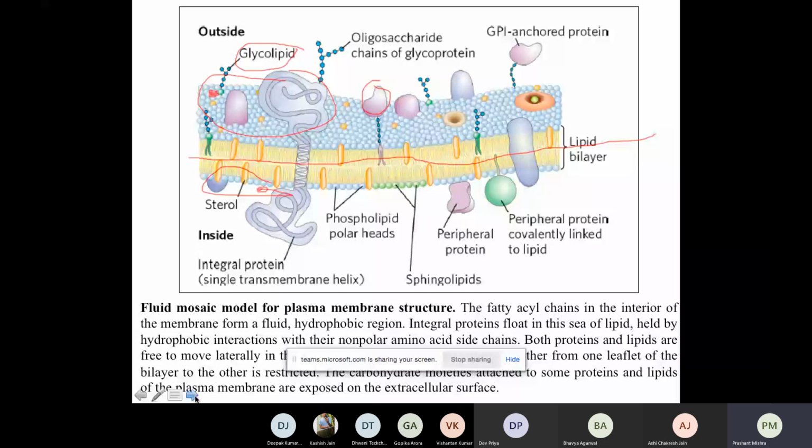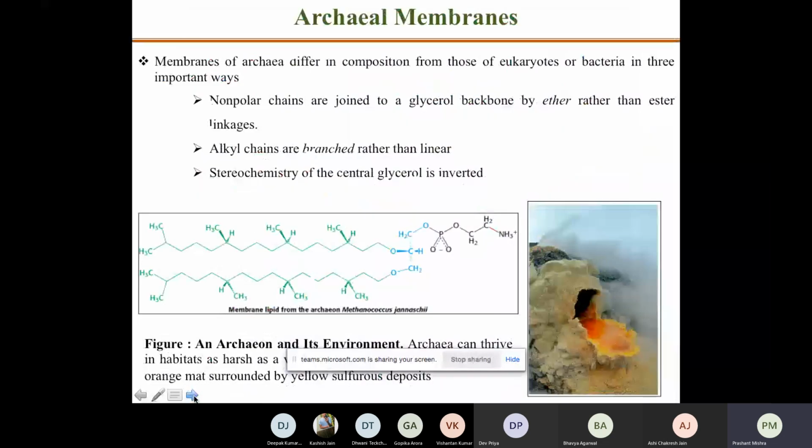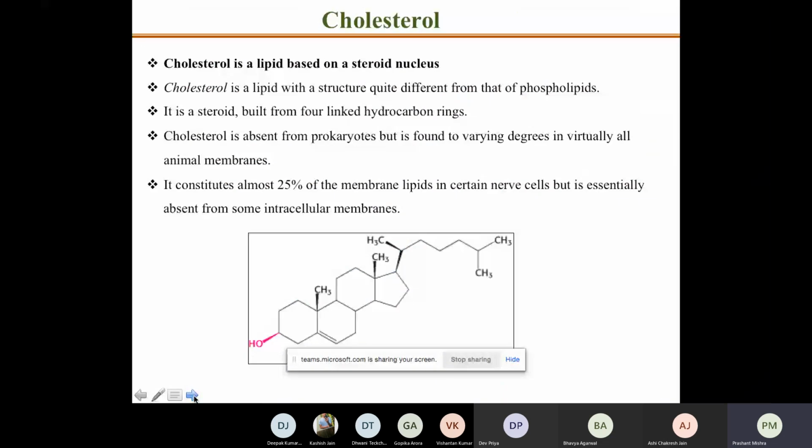Okay, now let us talk about the cholesterol, which we have talked about in the membrane structure. It is a sterol group. It has a very different structure than the phospholipid structure, but still it is a part of the membrane. Why is it a part of the membrane? Because if I look at the general principle of the membrane structure, any lipid which has both hydrophobic and hydrophilic groups can become part of the membrane. And if I look at the cholesterol, can you see both hydrophobic and hydrophilic parts?